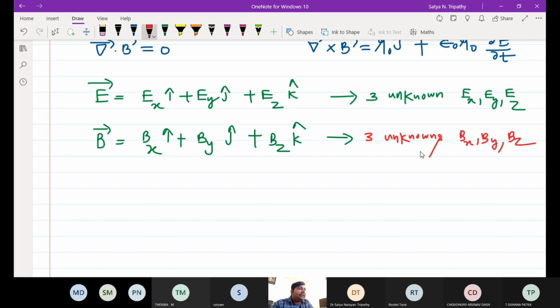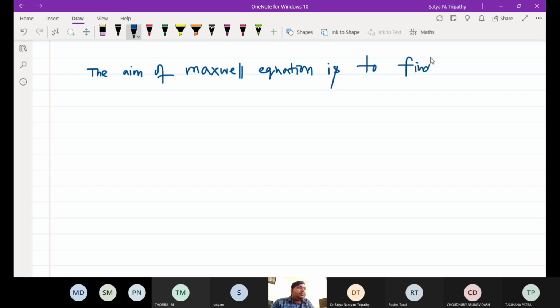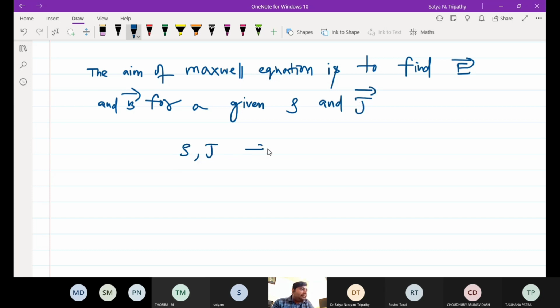So the main aim of Maxwell's equations is to find E and B for a given rho and J. So rho and J are our source, and E and B are our effect, or fields.